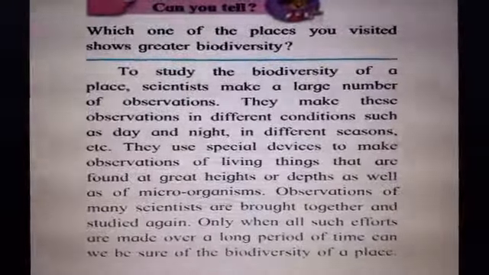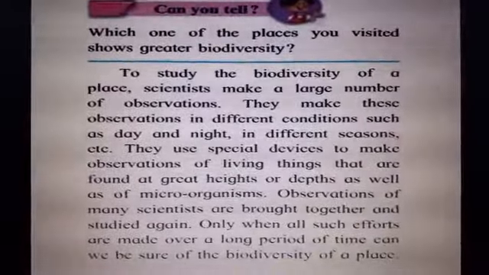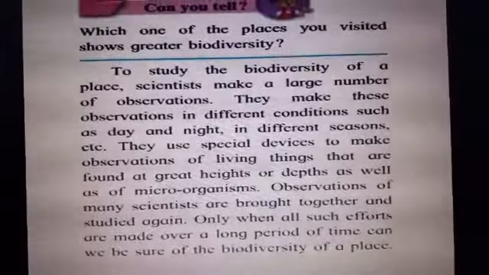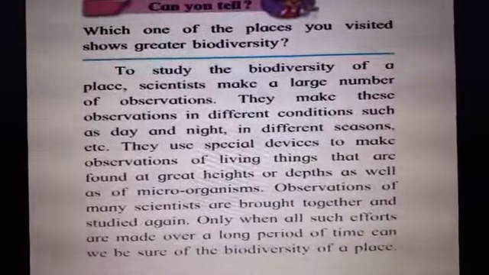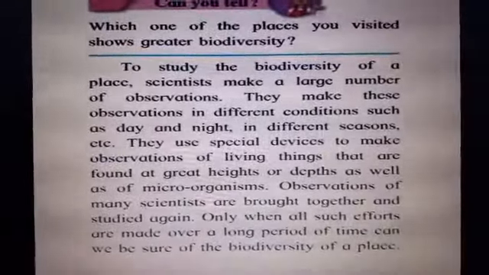Understood? So we cannot just say, no, there is only this much, we find these animals, we find such type of climate, or such type of trees are found over there. All this needs a long and deep observation by the scientists. I hope this is clear to you, children.